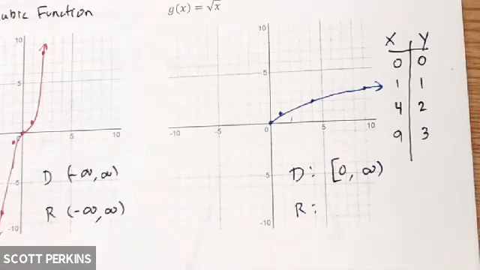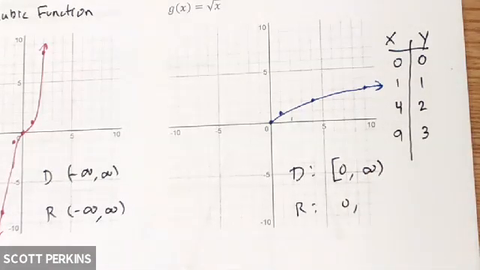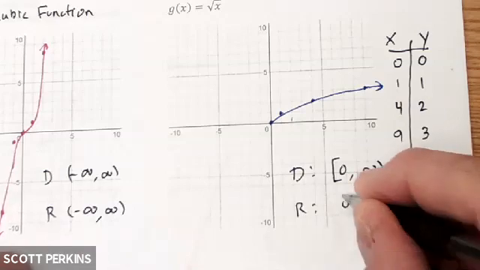How about the range? What's the furthest down? What's the lowest y value? Again, 0. What is the biggest y value going to be? Yeah, it's growing slowly, but it'll eventually get to infinity at some point in the future. So we'll do that.